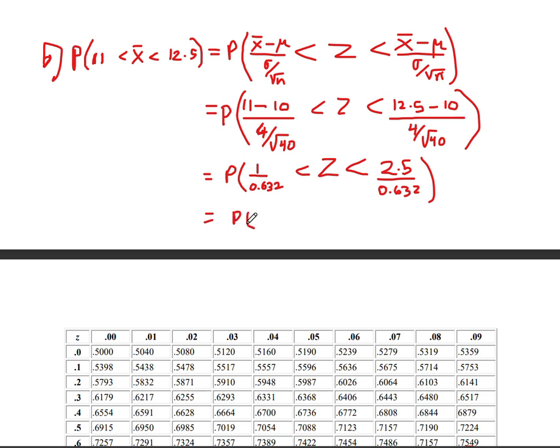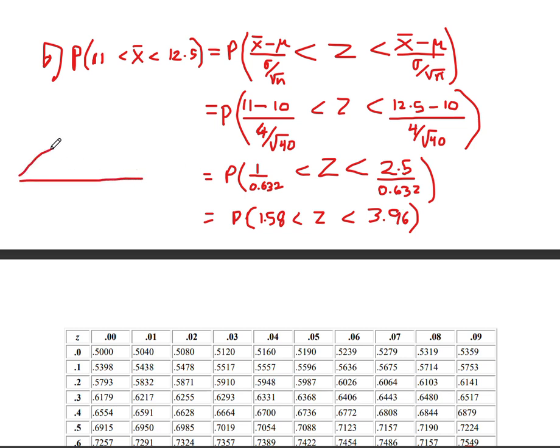So here I'm going to be interested in the probability associated with 1.58. And for the upper value here of 2.5 divided by 0.632, that is going to give us 3.96 rounded to the second decimal place. So here I'm interested in the probability that z is greater than the standardized value of 1.58 but less than the standardized value of 3.96.